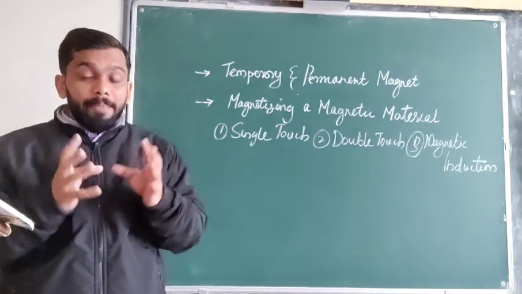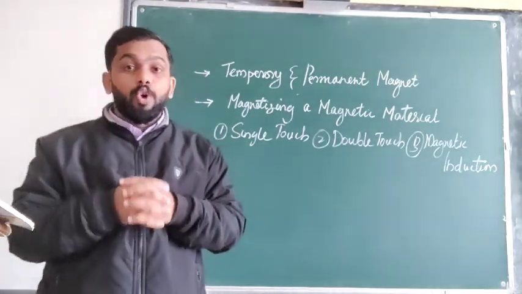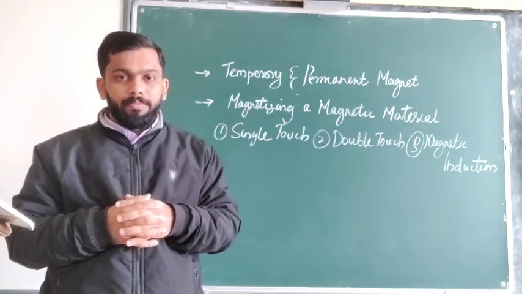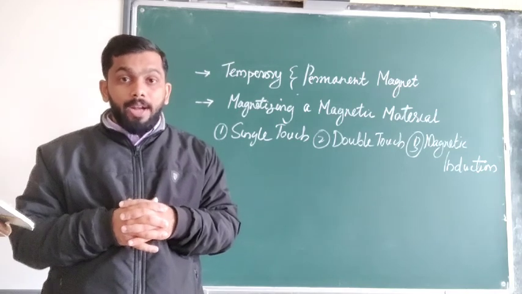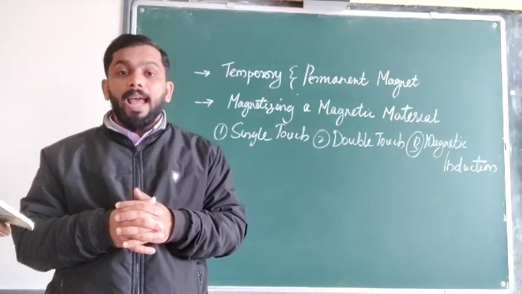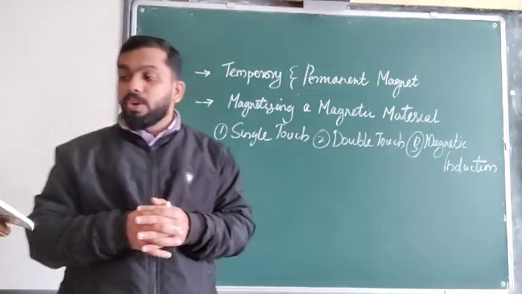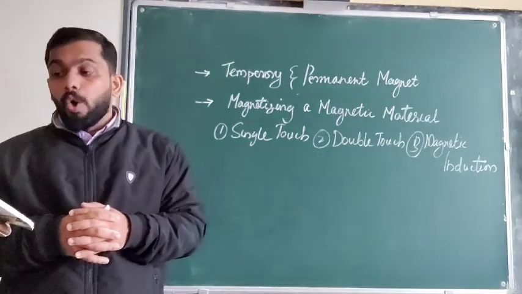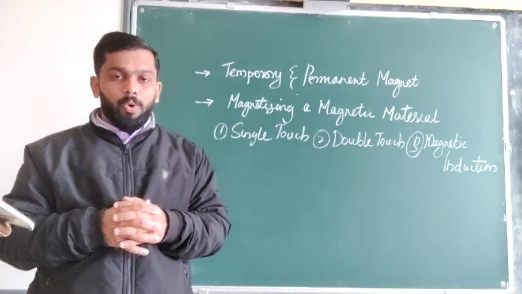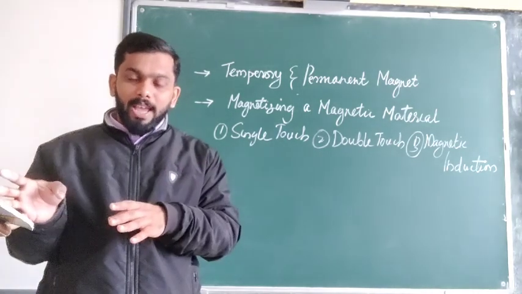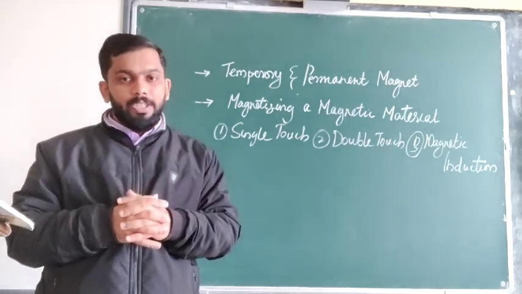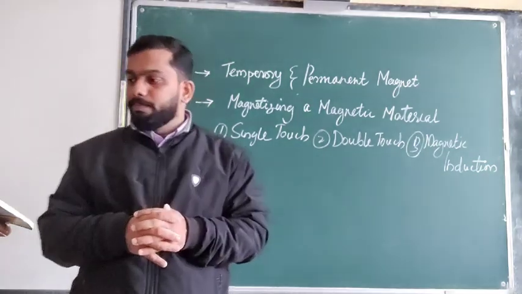Now, permanent magnets are generally made up of iron, cobalt, nickel, or the alloy called alnico. What is alnico? It is also given there: a mixture of aluminium, nickel, and cobalt is called alnico. We know that all these elements are already magnetic materials, so their mixture also will show all the properties of a magnetic material.